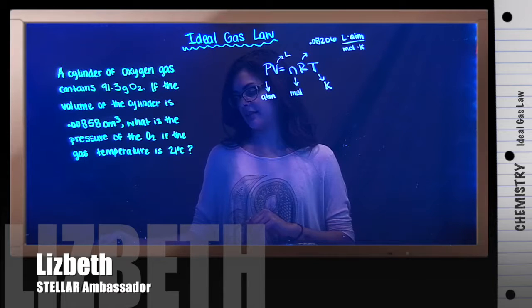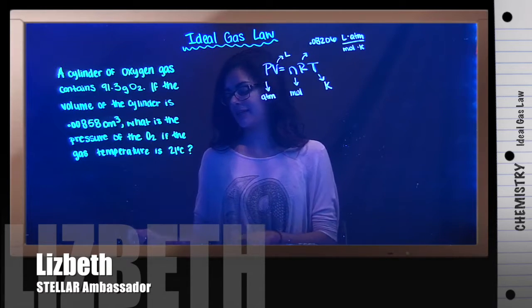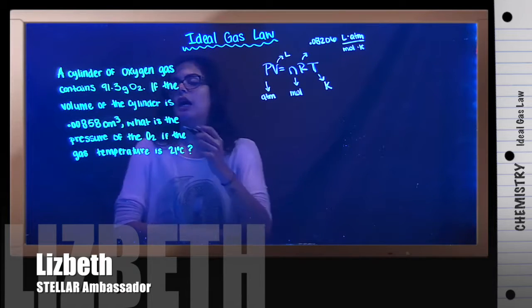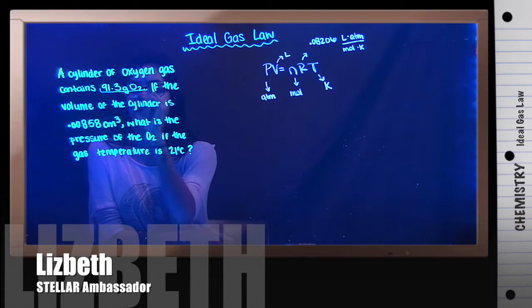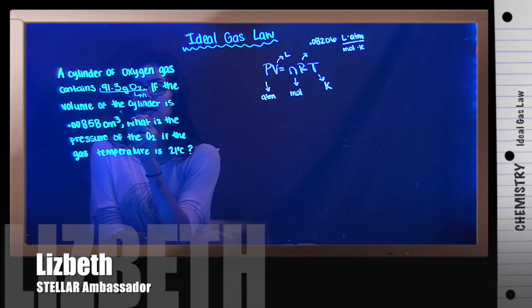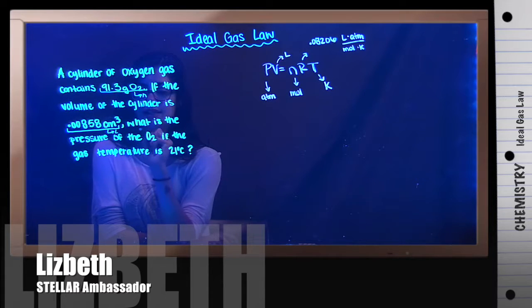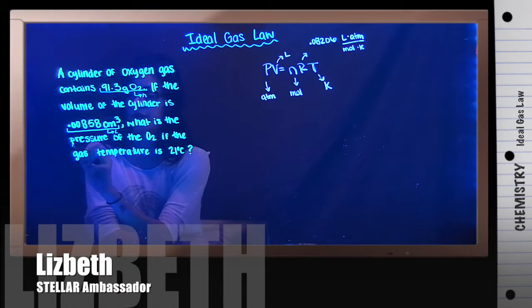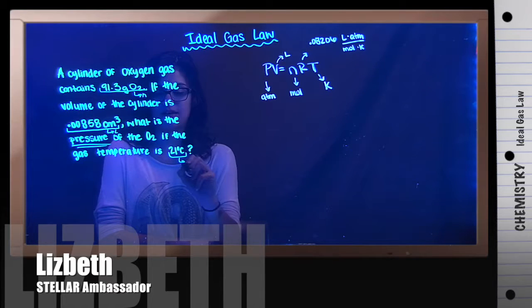So let's see how that's going to look. Let's actually highlight the things that we see here first. Obviously we see our grams, which we talked about, and this is going to eventually be our n after some conversions. They gave us the volume in centimeters cubed, which is going to have to be in liters in a second. We're looking for the pressure, and they gave us temperature, which needs to be in Kelvin at some point.